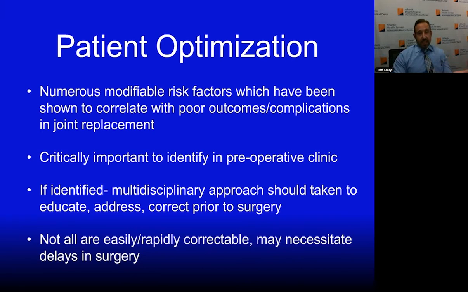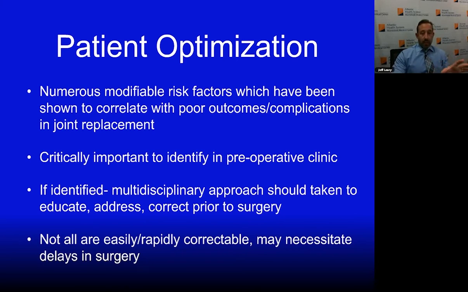Then, to switch gears again and look at patient optimization, that's an easy segue, because if we're trying to decrease our complications, and decrease post-surgery readmissions, infections, things like that, we need to look at what we can do on the front end to get these patients ready for surgery and give them the best chance at an excellent outcome, so we're not chasing our tails after the surgery with complications, infections, things like that. There are numerous modifiable risk factors which have been shown to correlate with poor outcomes and complications in joint replacement. There's tons of research on this, especially in the last 10 years now that CJR has been a mainstream program.